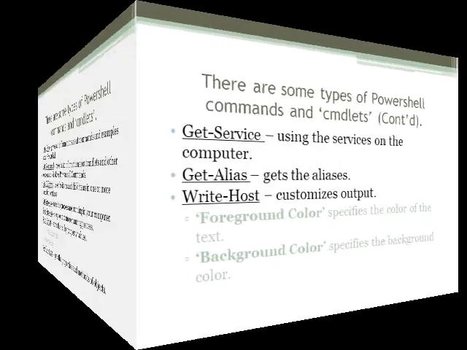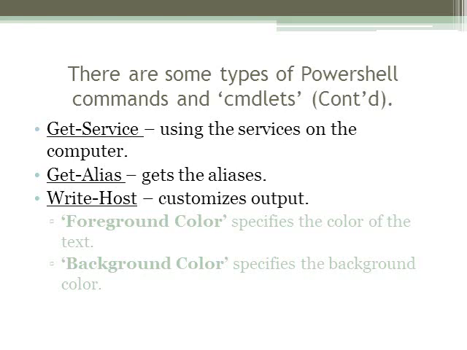So there are more types of PowerShell commands and cmdlets, like the Get-Service command. Now the Get-Service command uses the services on the computer that shows a lot of lists on your Windows PowerShell ISE. Now the Get-Alias command gets all the aliases on the computer, or they call it the Get-Alias command.